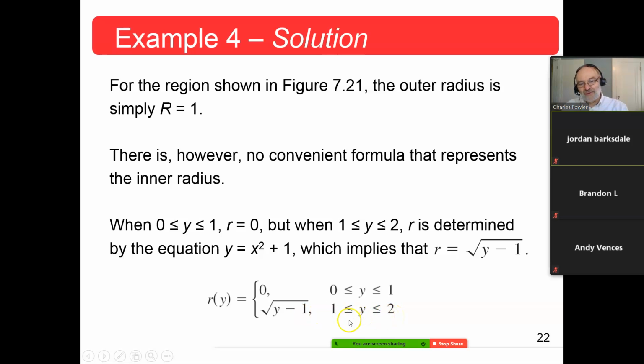It's interesting they wrote it this way, and you'll note this is okay because they are the same values. It's 0 when y is equal to 1 here, that's still a 0. So they can put less than or equal to in both places because they have the same value.